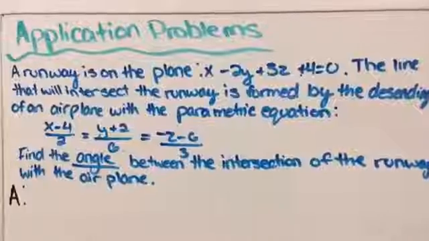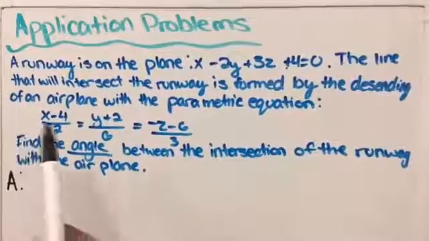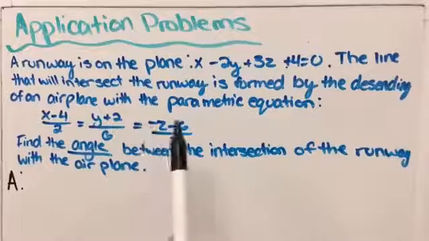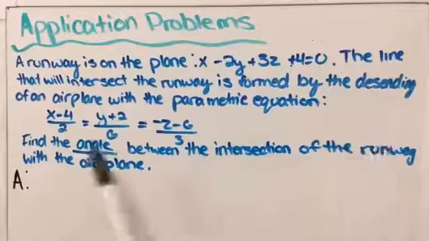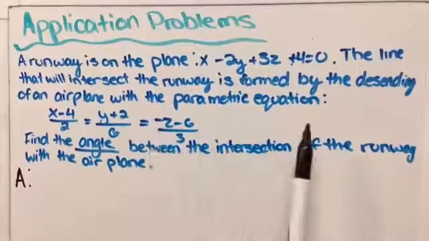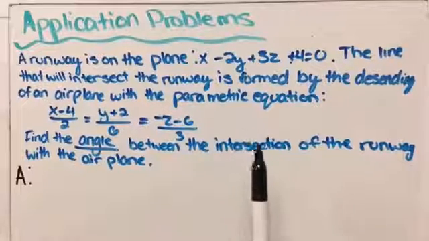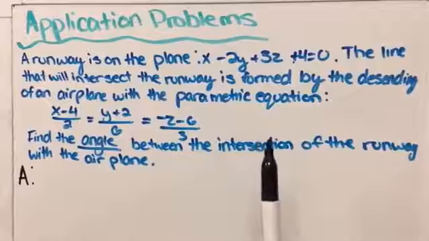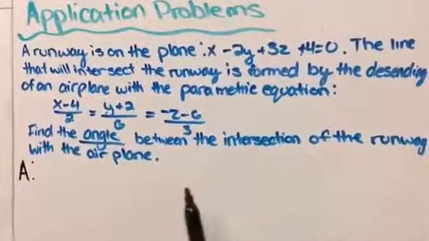Okay, now moving on to some application problems. So as you can see here, here's one question. A runway is on the plane with the equation x minus 2y plus 3z plus 4 equals 0. The line that will intersect the runway is formed by the descending of an airplane with the parametric equations (x minus 4) over 2, (y plus 2) over 6, and negative (z minus 6) over 3. Find the angle between the intersection of the runway with the airplane.